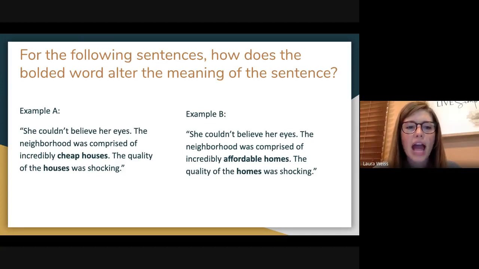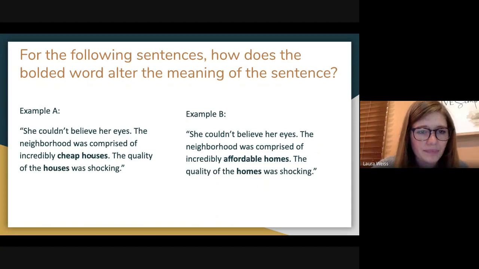So I'm going to go ahead and read both of these sentences, and I'm going to ask one of you, so if you're kind of dozing off, I'm going to ask one of you to tell me, how does this one word, how does the connotation of that word change the meaning of the sentence? Okay, so example A.